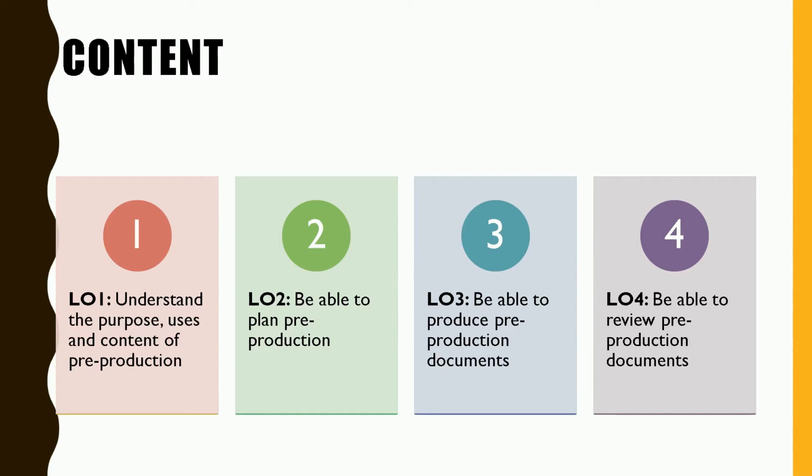So firstly, in terms of Learning Outcome 4, the learning outcome consists of being able to review pre-production documents. Now obviously my other three videos focused on Learning Outcome 1, 2 and 3. Learning Outcome 1 was to understand the purpose and use and content of pre-production. Learning Outcome 2 was about being able to plan pre-production. Learning Outcome 3 was be able to produce pre-production documents.